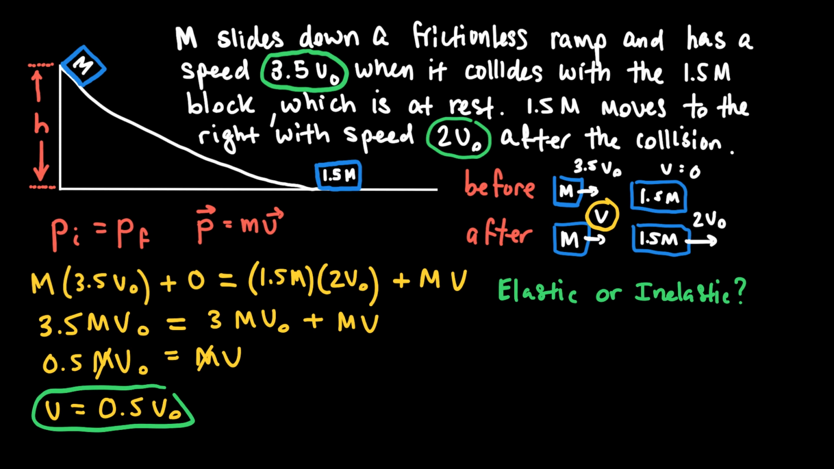In both of these types of collisions, momentum is conserved, so Pi equals Pf in both types of collisions. So I could write momentum conserved for an elastic collision, momentum conserved for an inelastic collision. But in an elastic collision, energy is also conserved. But in an inelastic collision, energy is not conserved.